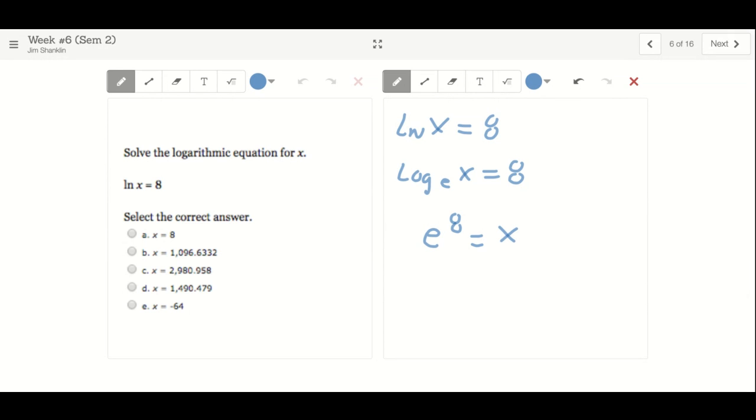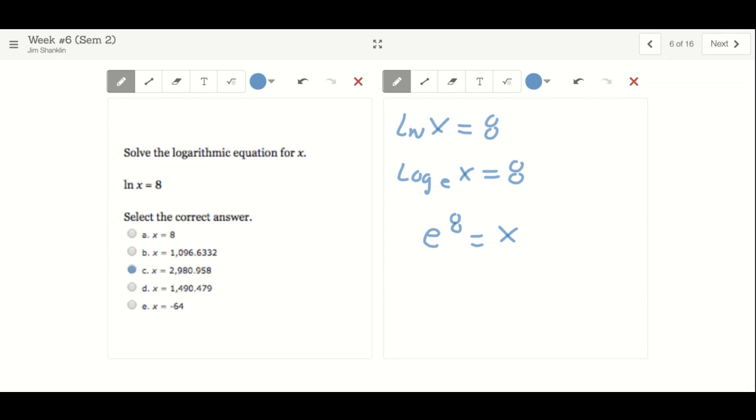Now I can't do this. My cheapo calculator doesn't have an e button. Let me see if I can get this pretty close. 2.71 raised to the 8th power. I end up with 2,909. All right, so obviously e is not 2.71. It goes on and on and on. So I'm assuming that the answer is C, though, because that would be pretty close. So I'm going to go with letter C.